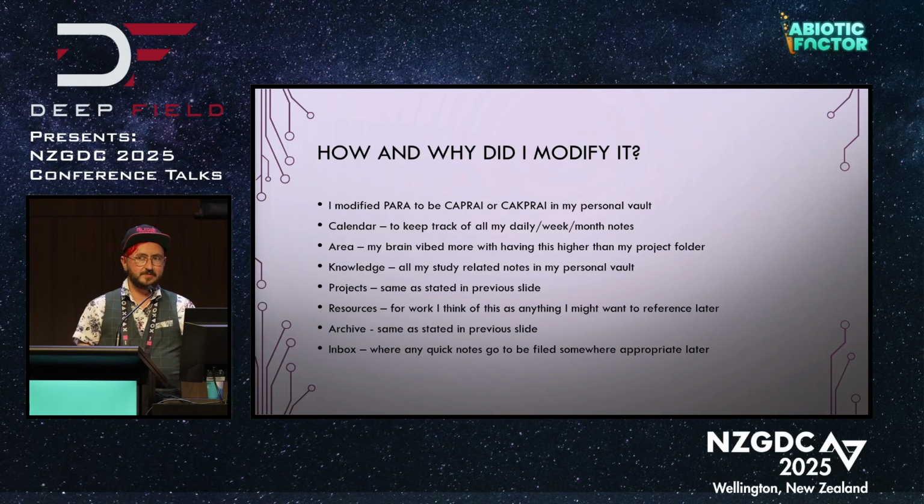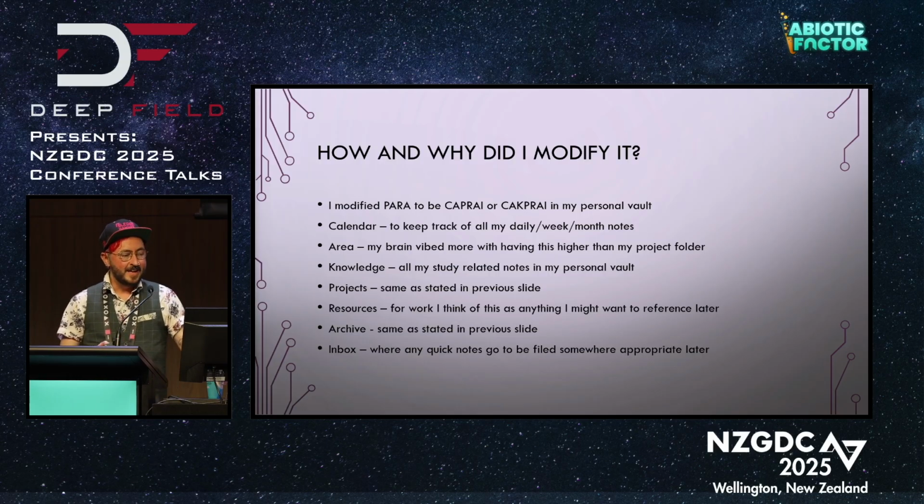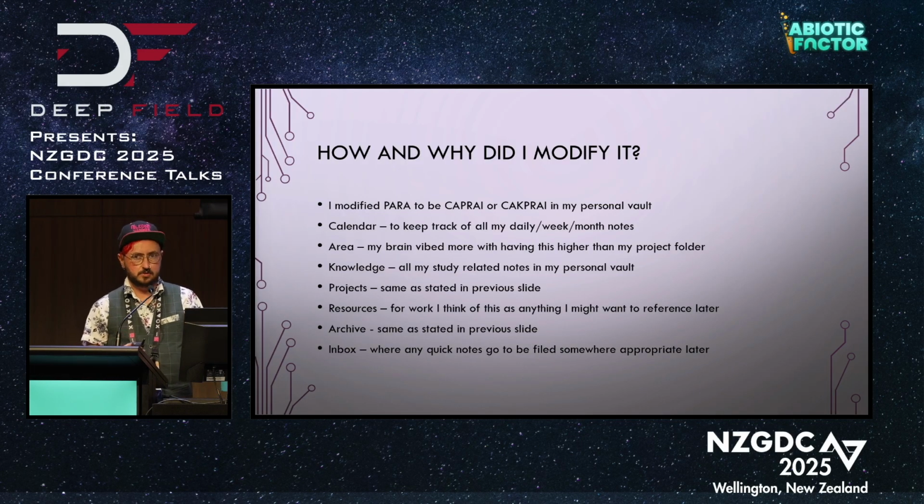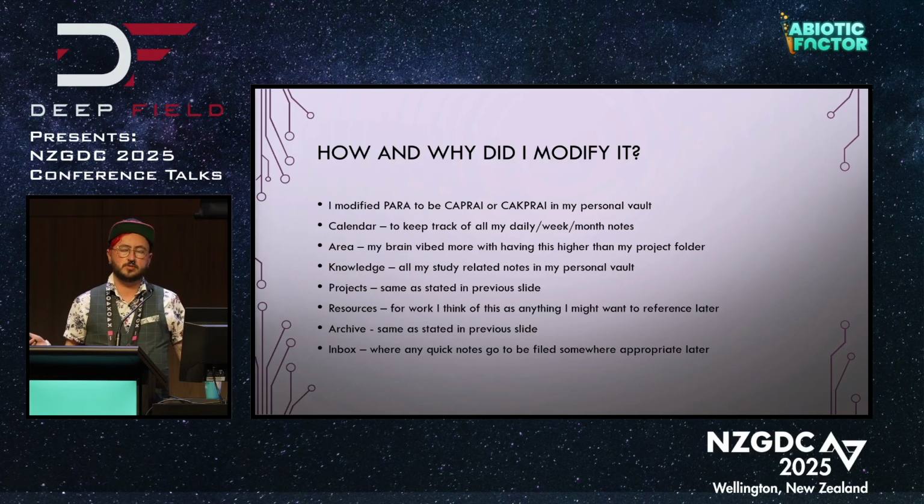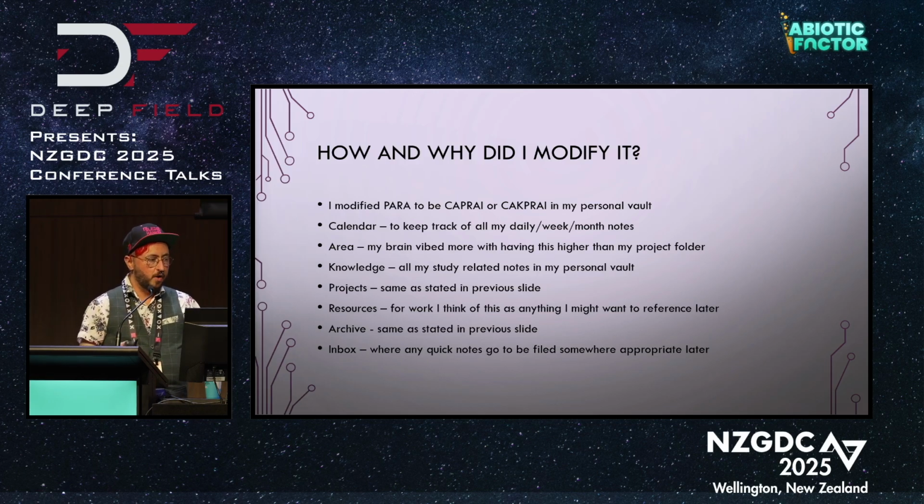Now, one might say I've defeated the purpose of PARA by adding to it and thus making my system less simple. But that's not what's important here. I think what's important is not what I changed it to, but the fact that I changed it to something that suits my brain. You can take aspects of organizational structures that work for you and tailor them into a thing that works with you and your brain, which is kind of all about what my talk is: find what works for you.